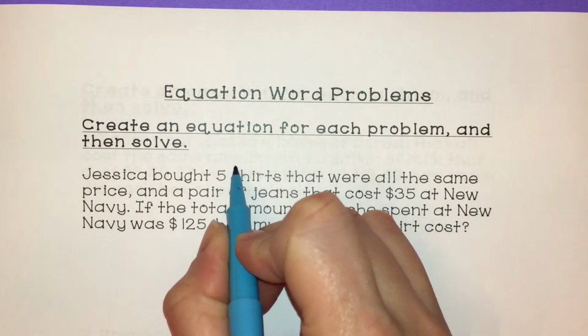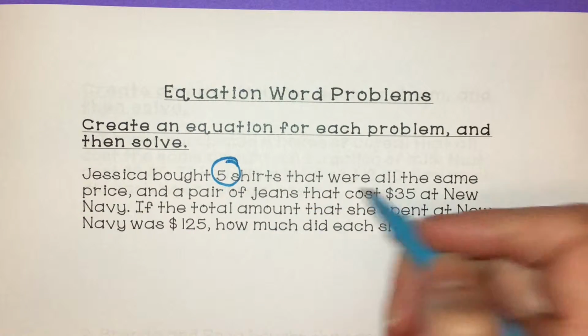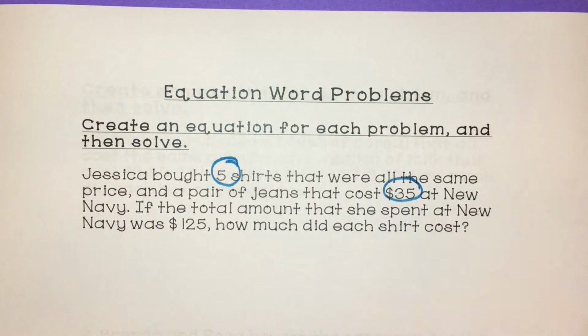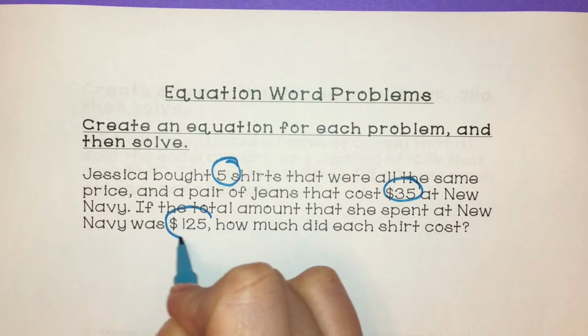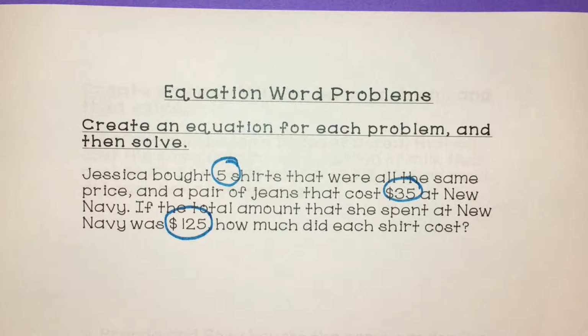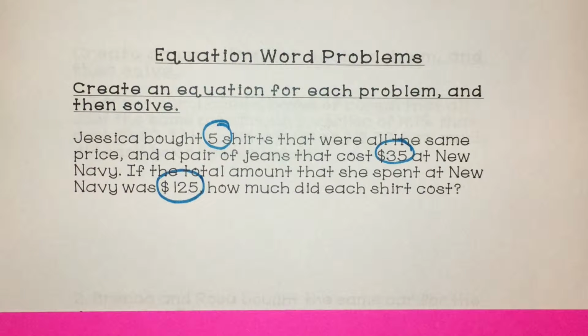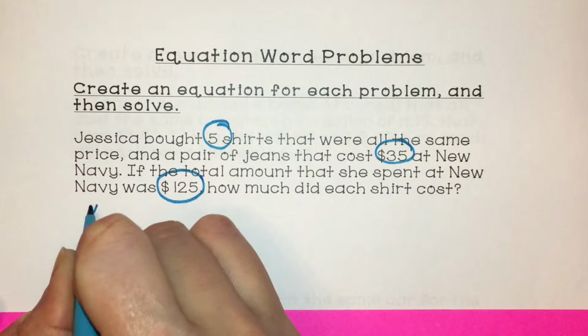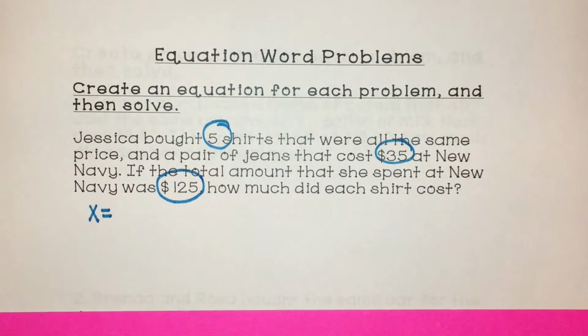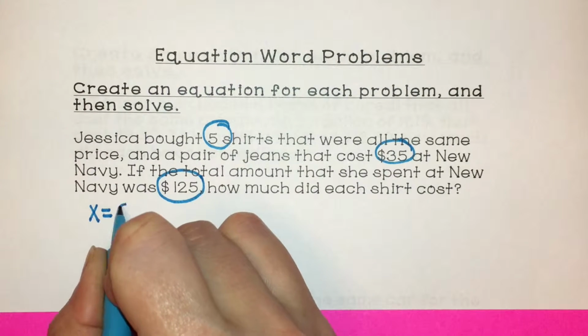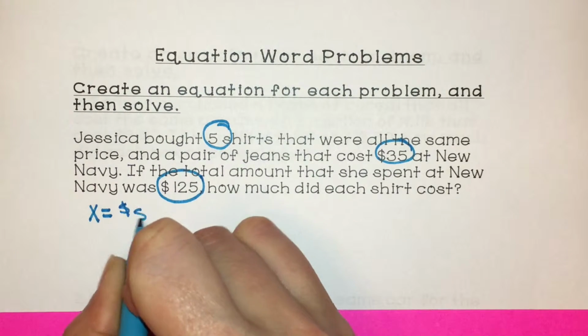So we know she bought 5 shirts and a pair of jeans for $35, and the total was $125. So we need to figure out how much each shirt costs, because this is what we're looking for. That's going to be our variable. You can put S for shirts, I'm just going to use X. So my X, my variable that I'm looking for, is the price of each shirt.